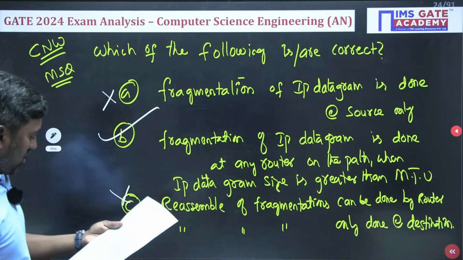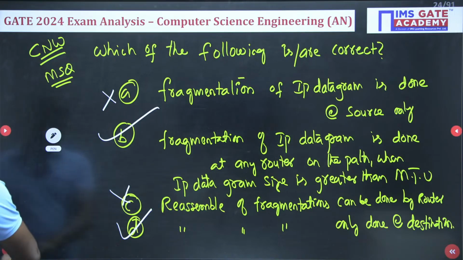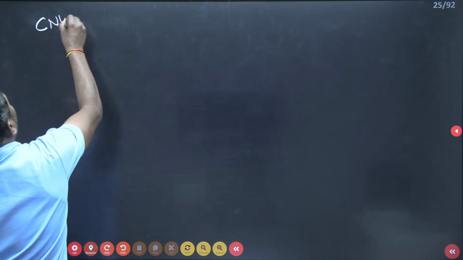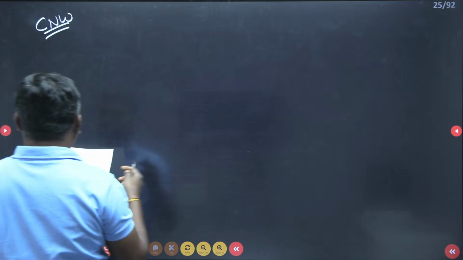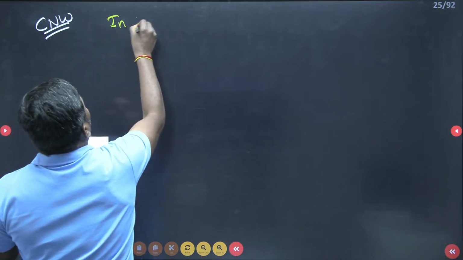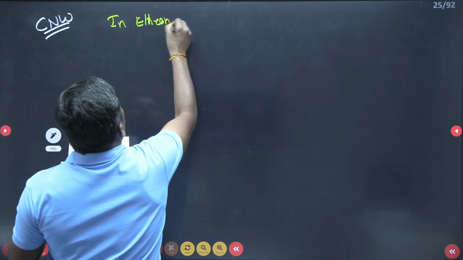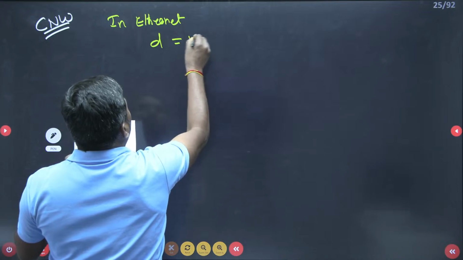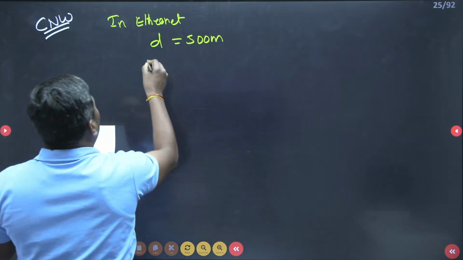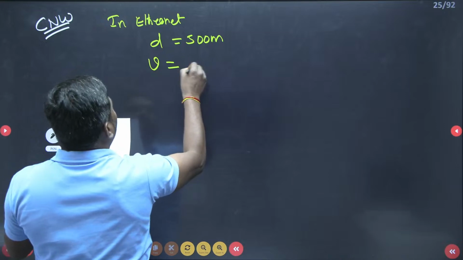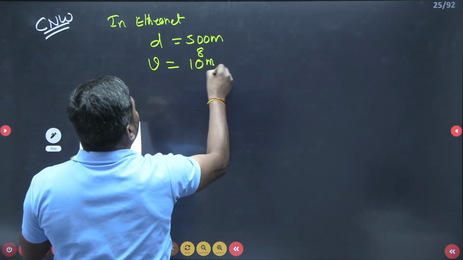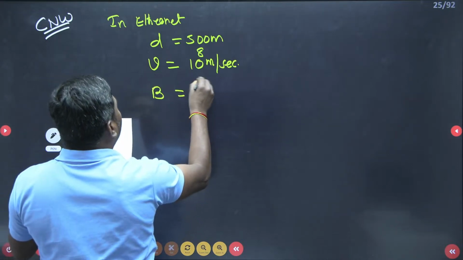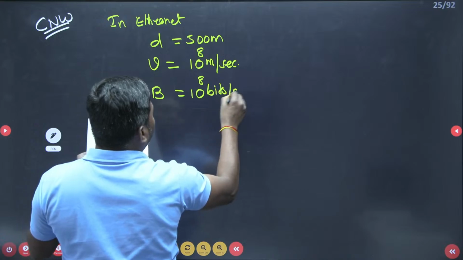We'll see two more questions from computer networks only. The question says they are given under Ethernet. In Ethernet, the distance between the two nodes is given as 500 meters. The signal velocity is given as 2 into 10 power of 8 meters per second. Bandwidth is given as 10 power of 8 bits per second.